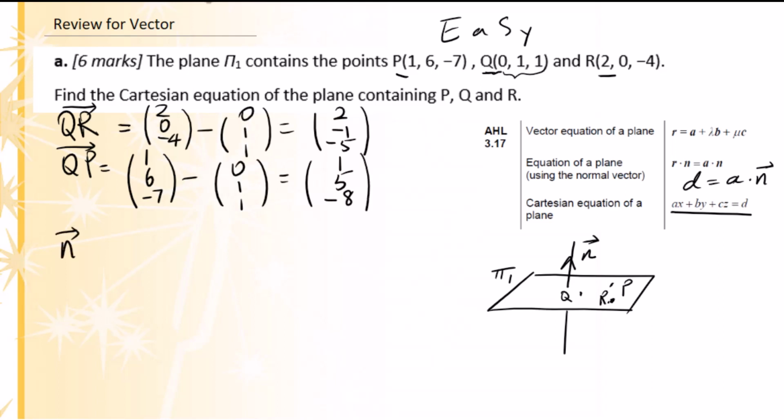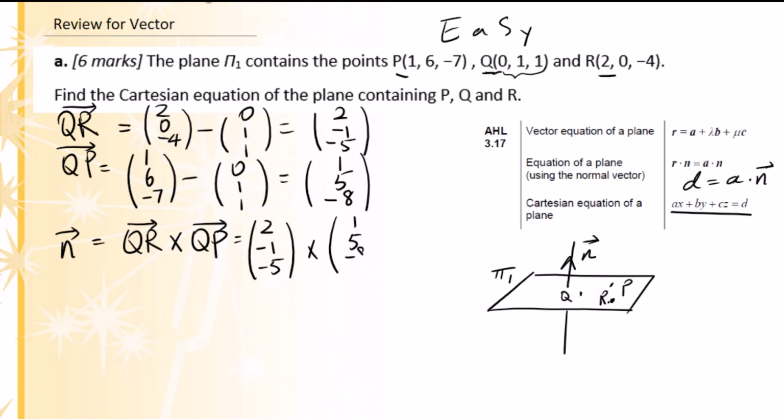So the normal vector equals QR cross QP, equals (2, -1, -5) cross (1, 5, -8) equals, cross out the first row, -1 times -8 is 8, minus -5 times 5 is -25, so plus 25.